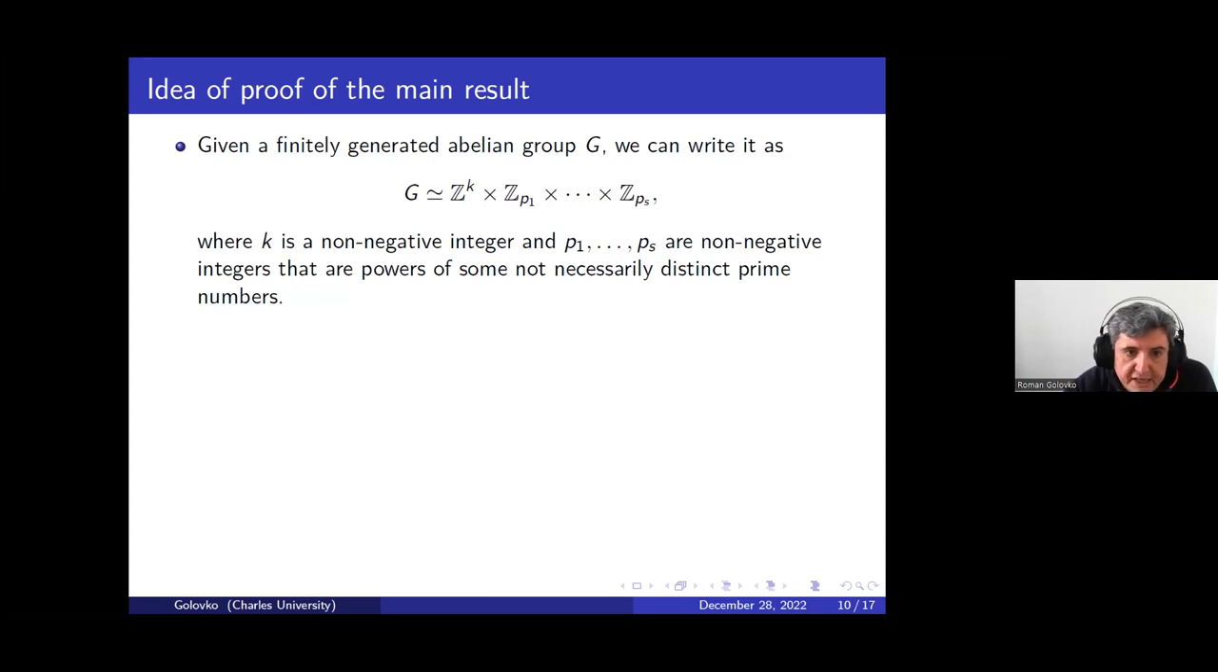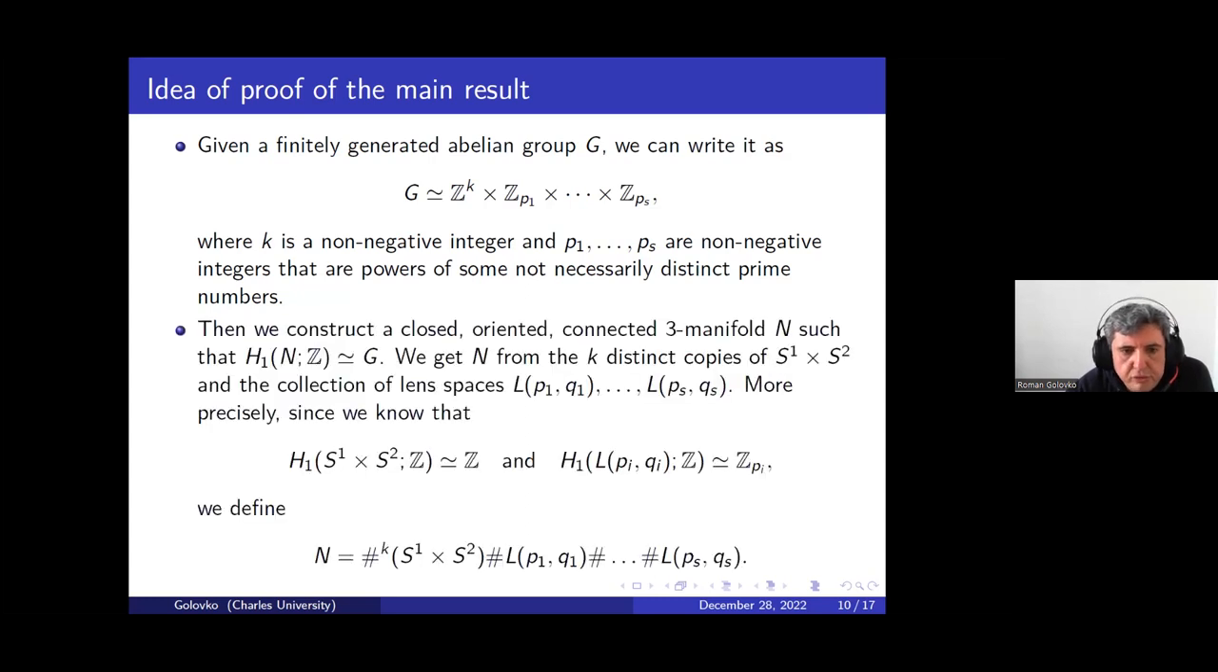So let's say if you have a finitely generated abelian group G, we can write it down as a product of the free part and the torsion part. Maybe we have Z^k times Z_{p1} and so on up to Z_{ps}. And what do we do? Basically, you can first form a three-manifold with the property that the first homology is isomorphic to G. How?